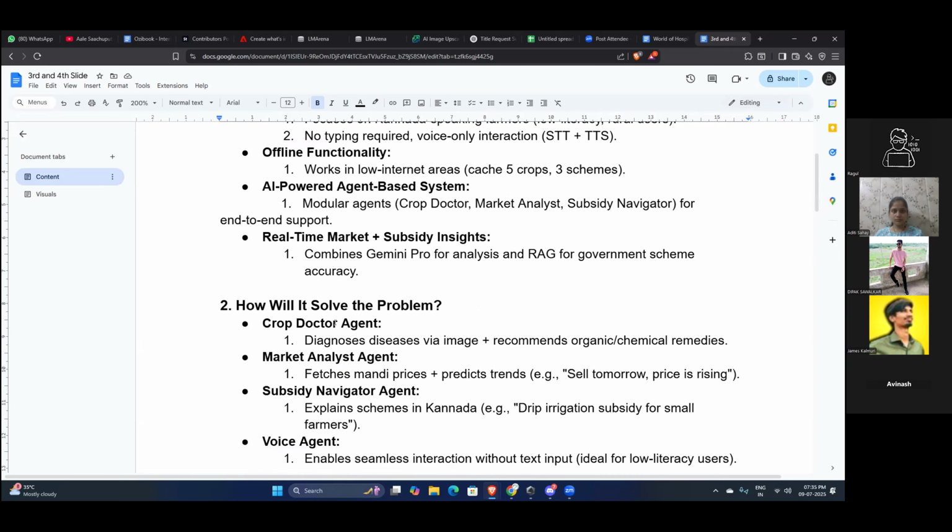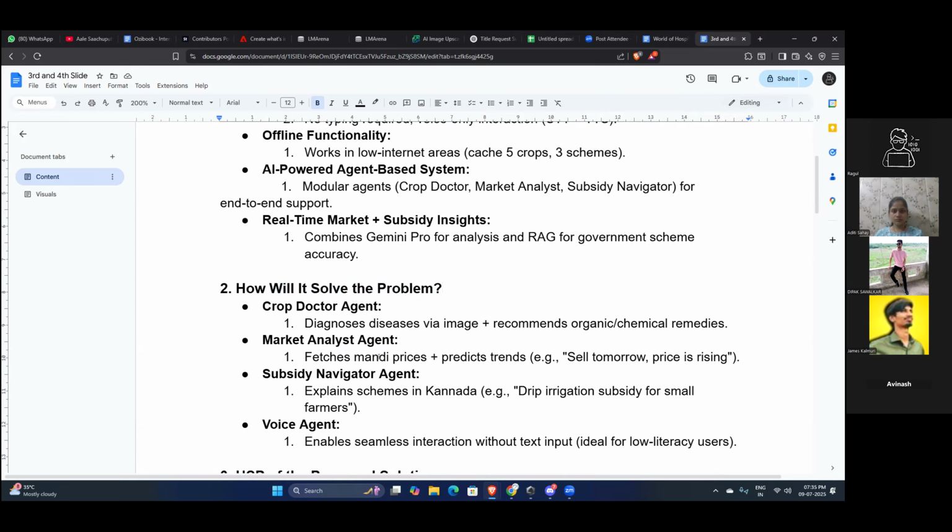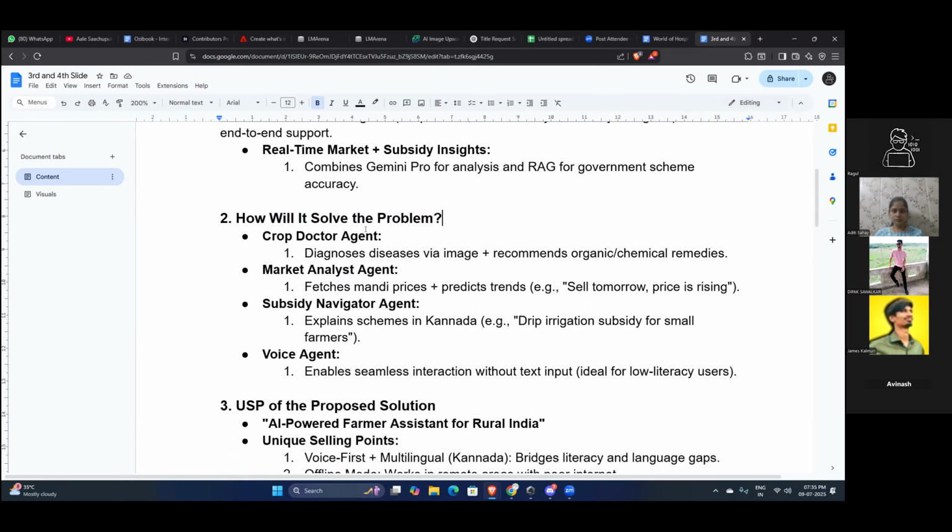So the next question is, how will it solve the problems? The first thing is the crop doctor agent. It will diagnose diseases via images plus recommend organic or chemical remedies. If we upload the image, it will give you some suggestion. Second thing is it will analyze the market, fetching the mandi prices plus predicting the trends. For example, when we need to sell so that we will get a profit, it can say sell tomorrow, price is rising.